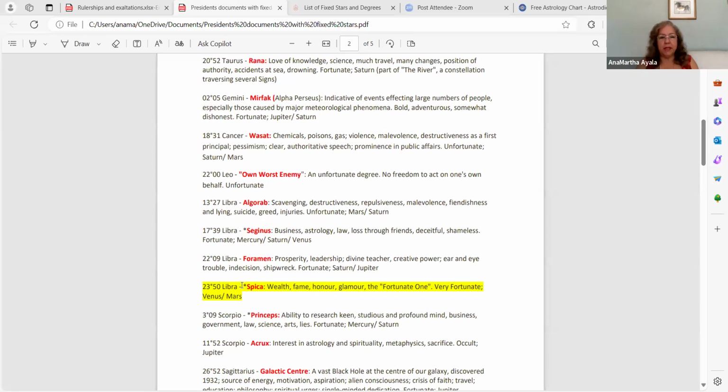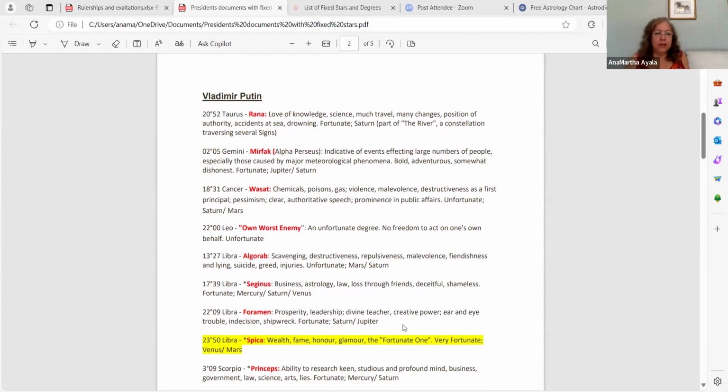The one that caught my attention was Speaker. Wealth, fame, honor, glamour, the fortunate one. And it's a very fortunate fixed star. And you will see how interesting this man's chart is. So now I am going to bring up his chart.